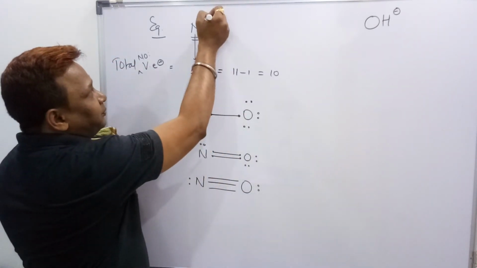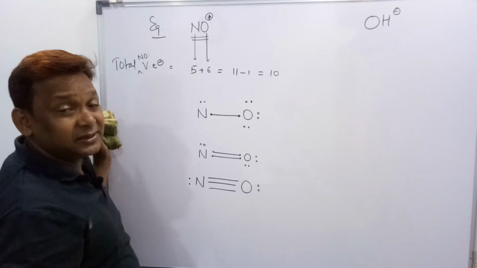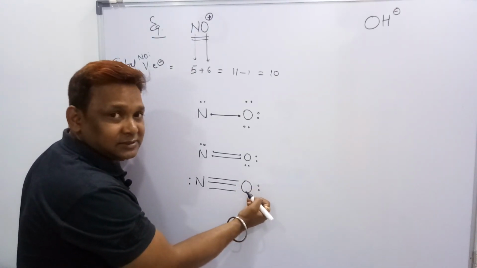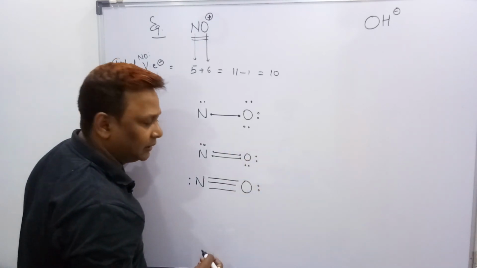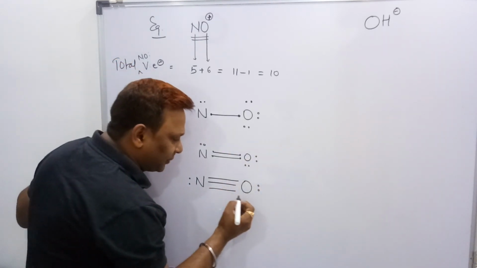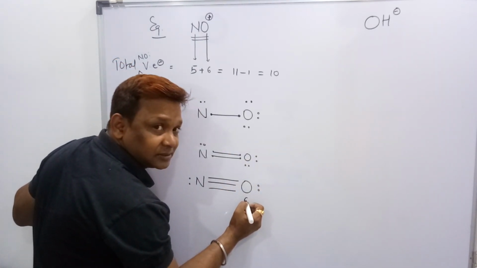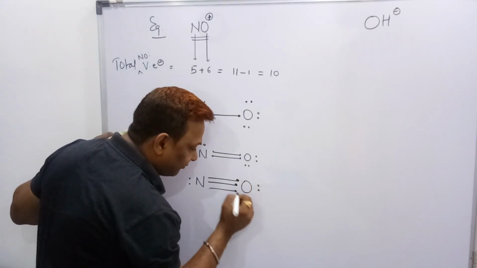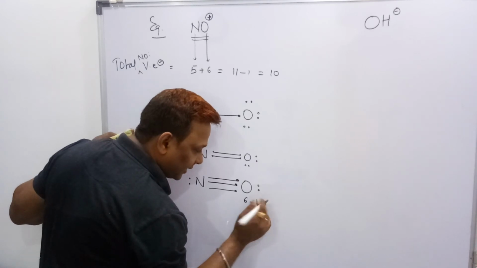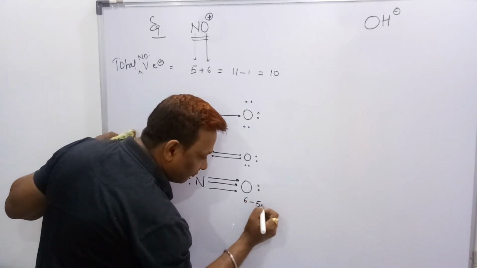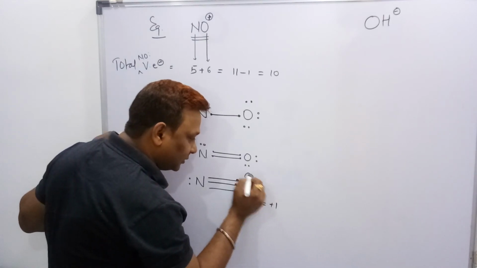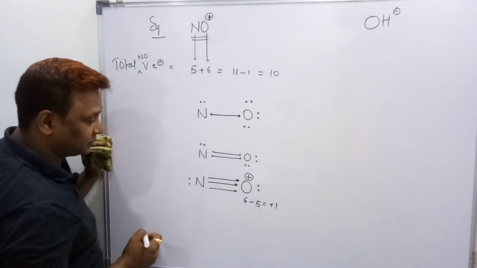Now the charge present over an atom is called the formal charge. But instead of the formula given in NCERT, I will tell you a very simple method. How many electrons are present in the valence shell of the oxygen? 6. And now here: 1, 2, 3, 4, 5. 6 minus 5 is equal to 1, which is plus 1. So oxygen will have a 1 positive charge. The formal charge of oxygen is plus 1.